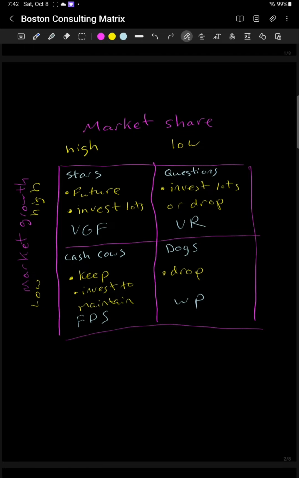So for example, the virtual girlfriend app, that's what you call a star. This app has a high market share, and it's in a market that has high growth. So it seems to have a future here. This is where you want to invest lots of money in order to keep your market share and keep the future.